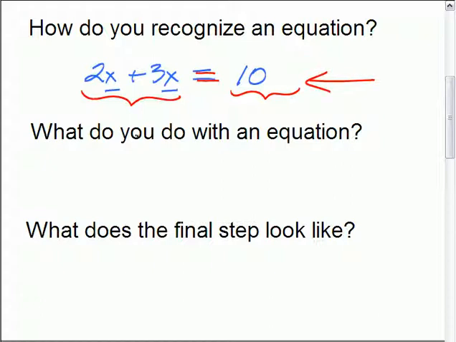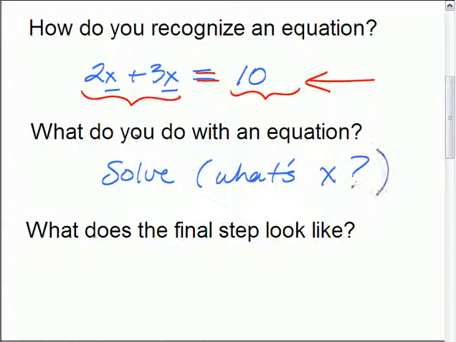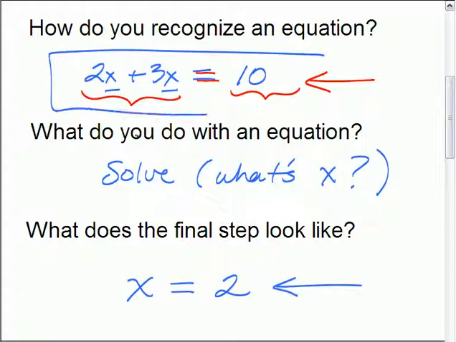So what do we do with an equation? Well, we solve it, meaning what's x? What's the only number that x can equal? And what does our final step look like? Well, if the equation is in x, your final equation will look like x equals some number. And in this particular case, it would equal 2. That's the only thing that would work in this original equation that would make that true.